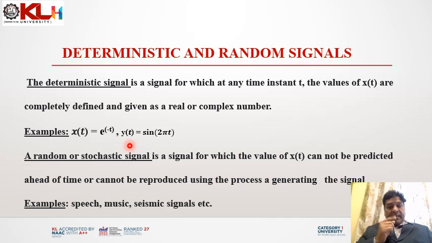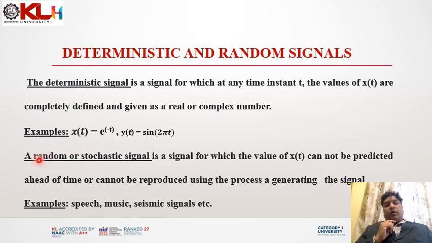Now let us take another deterministic signal, which is y of t equal to sine 2 pi t. Again, for each and every value of t, this sine 2 pi t has a distinct value. Therefore, y of t is well defined for all the time instants. Therefore, this y of t, which is sine 2 pi t, is also a deterministic signal.